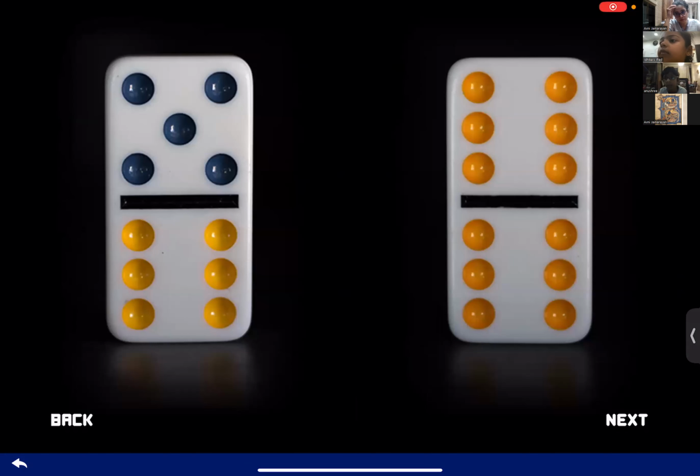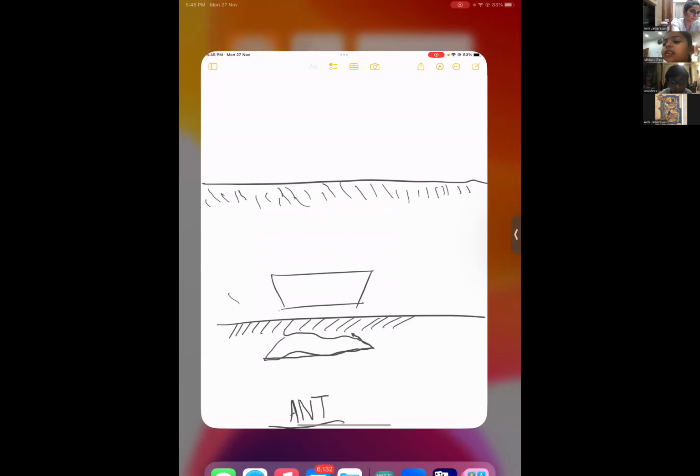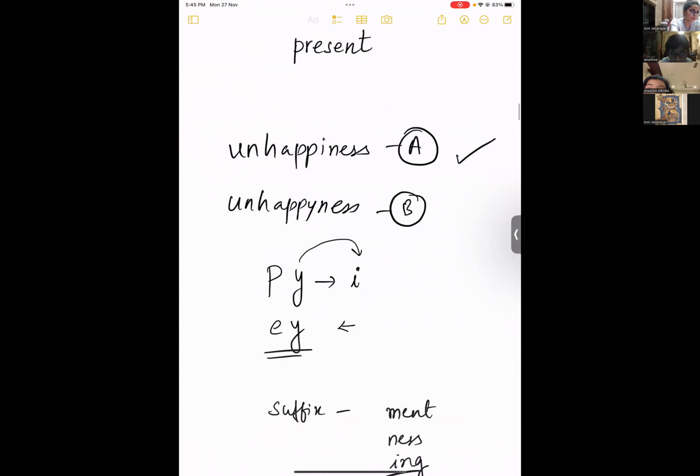6 and 6 is 12. 12 and 6 is 18. 18 and 5 should be 23. But how are we going to do that calculation? 18 and 5. Do you want to see the working, children? Yes. Okay.